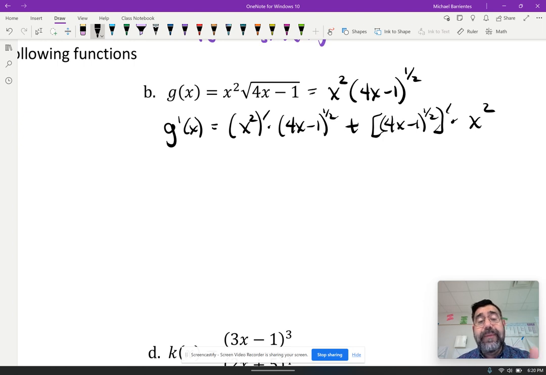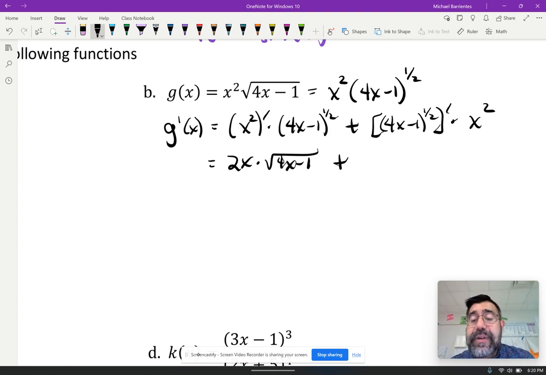For the first prime, for the first derivative I need to take, that's just a power function. So we can do the power rule. The power rule would be 2x, and we're done. By the way, if this was a 1/2 power, remember that's just square root of 4x minus 1.